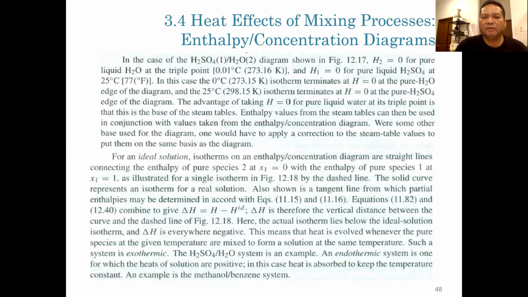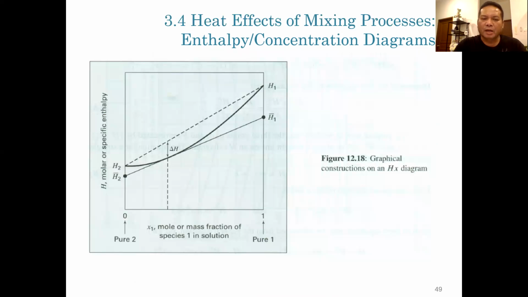The effect of mixing processes. If you can see here, this is for pure species 2 and pure species 1. Pure species will behave like a pure species. So this is the enthalpy for molar species 2, and this is the enthalpy for molar species 1. But when you mix something, you get this. So how do we estimate this? We can use this equation here, with the solute.